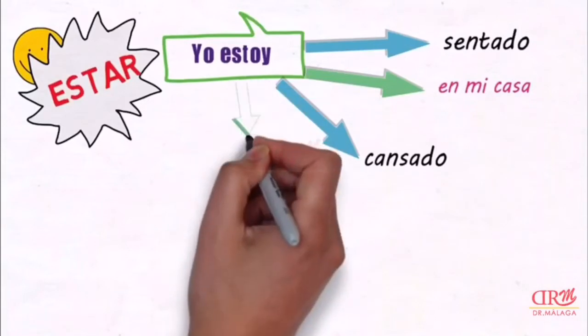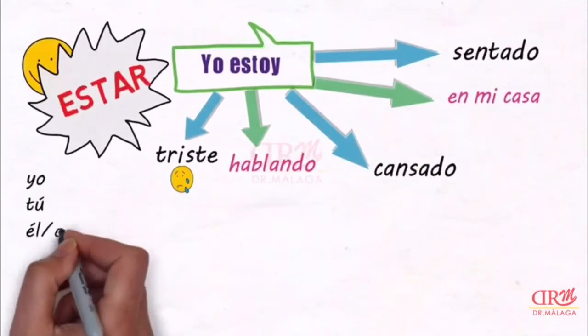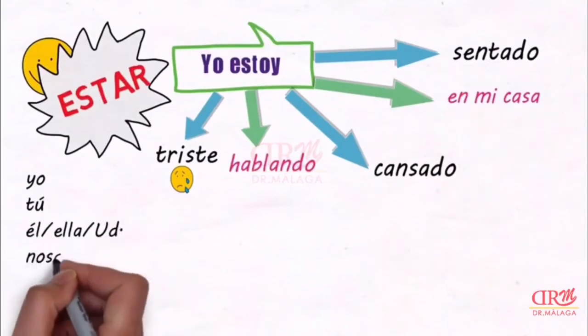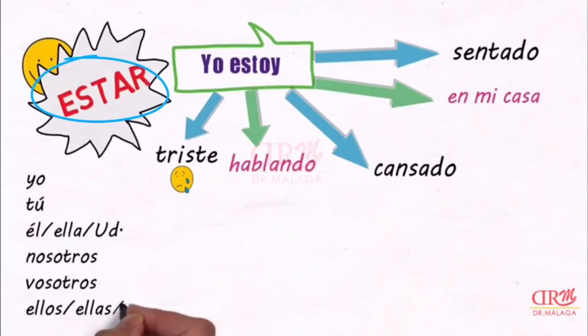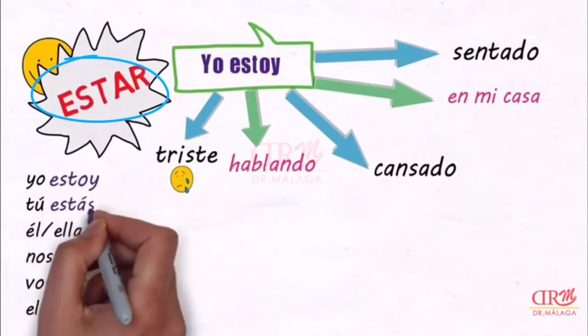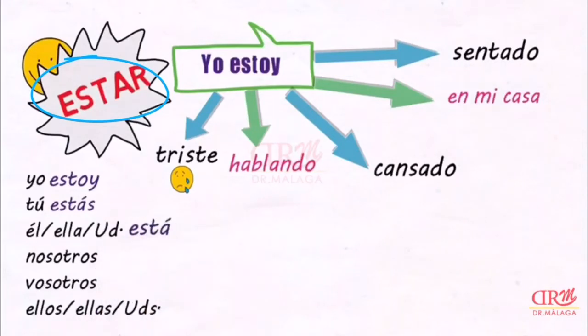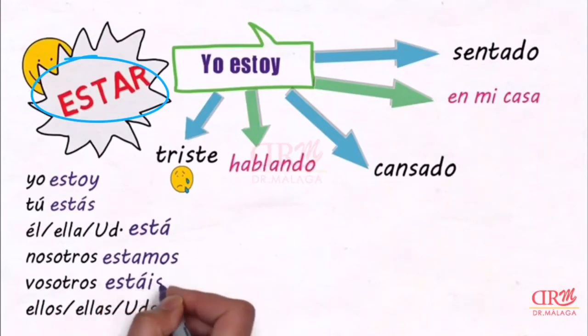And yo estoy cansado. I am tired. The first example, yo estoy hablando. I am talking or I am speaking. Yo estoy triste. I am sad. And certainly we need to know the conjugation of the verb estar, as we've done with ser. So the verb estar: yo estoy, tú estás, él, ella, usted está, nosotros, nosotras estamos, vosotros, vosotras estáis, ellos, ellas, ustedes están.